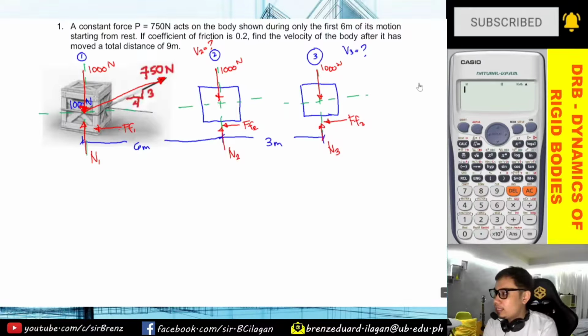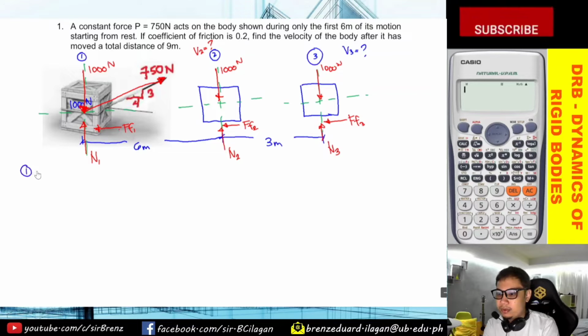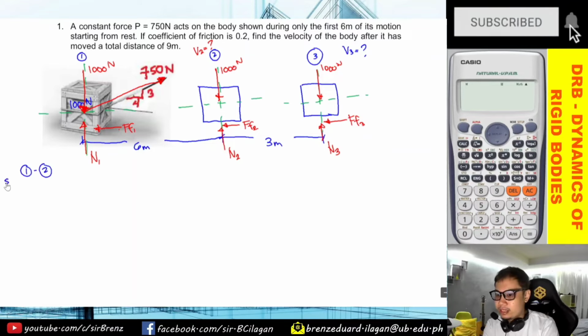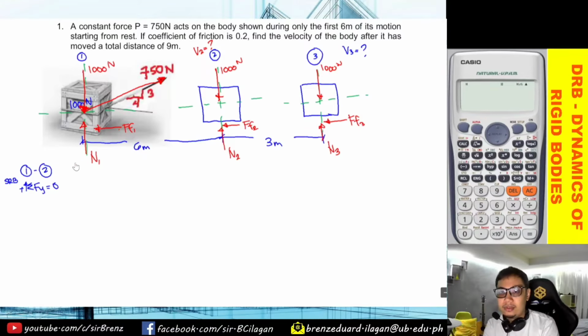So, point of analysis natin. Gamitin ko na lang ang color blue. So, at point 1 to point 2, first, si SRB part. By taking summation of forces Y equals to 0, we can solve for the value of our N1.